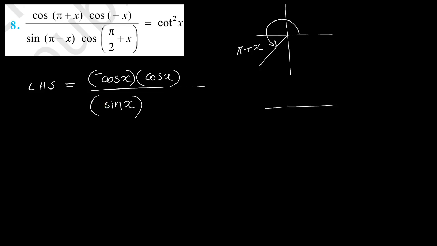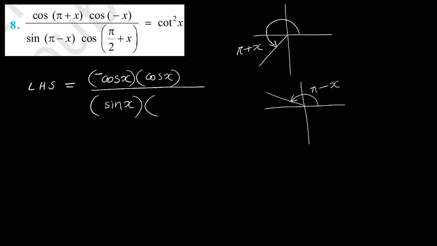180 minus x is an angle less than 180. 180 minus x is less than 180, second quadrant. So sine of the second quadrant will be a positive number. In the second quadrant, sine is positive.